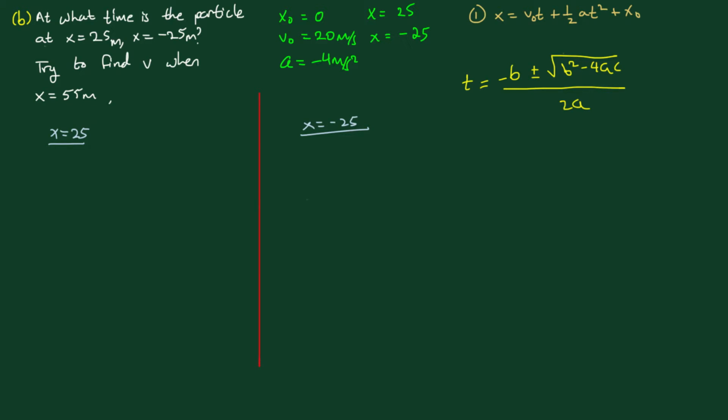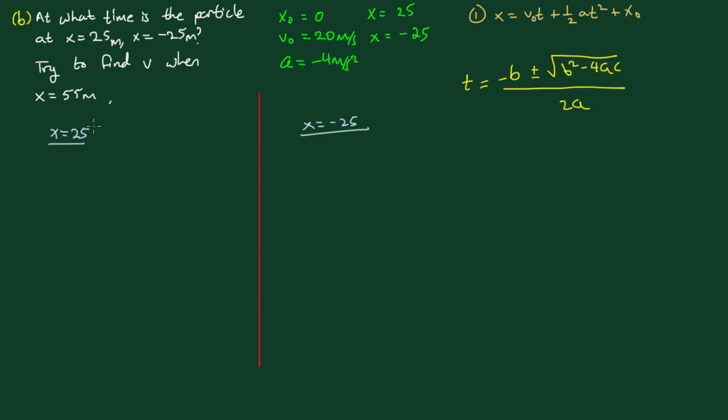Okay, so last but not least, part B. As you can see, part B might be a bit of a handful. Part B states: at what time is the particle at x equals 25 meters, x equals negative 25 meters? Try to find v, the velocity, when x is equal to 55 meters. So we have our given information here, and the formula we're going to be using is the distance formula.